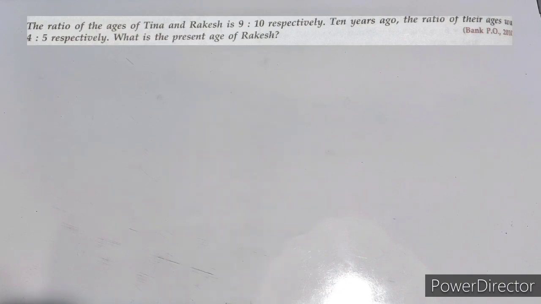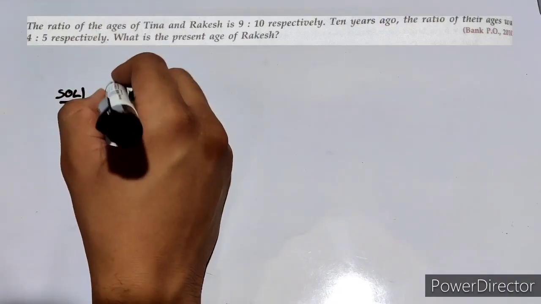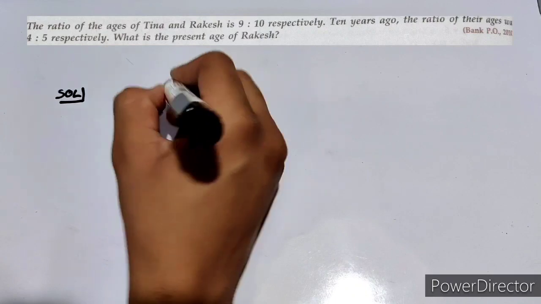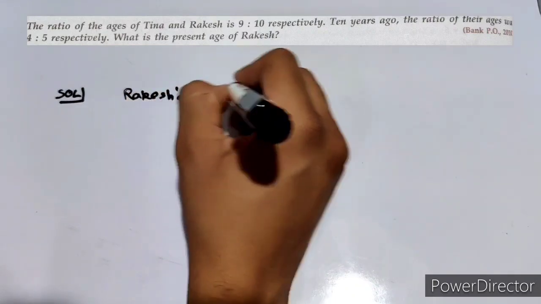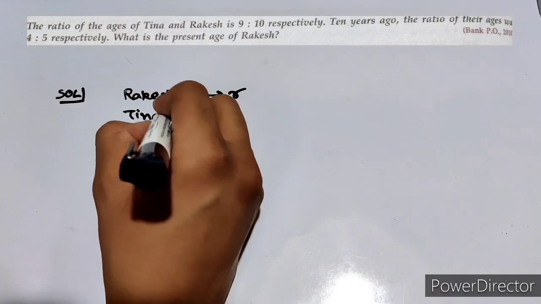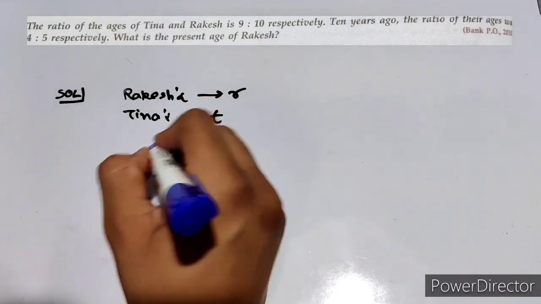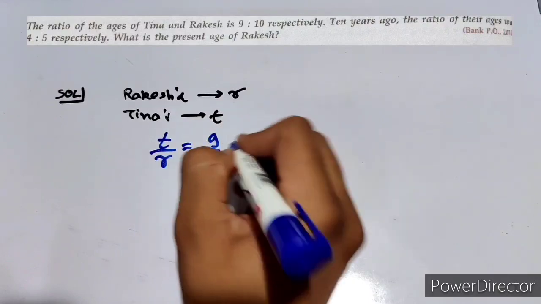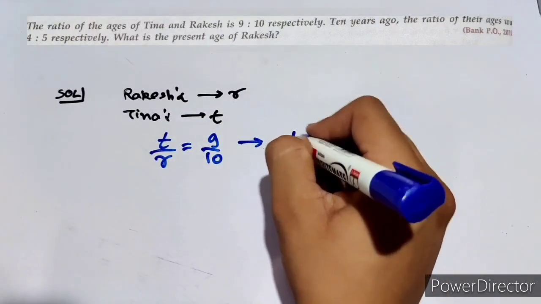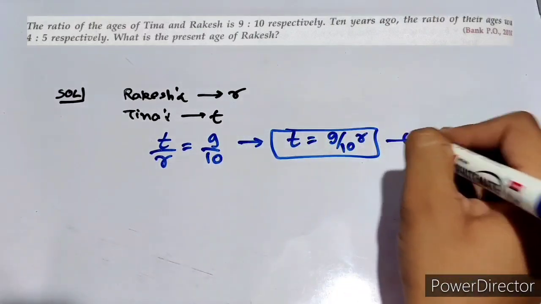So starting the question step by step, let us assume that Rakesh's present age is R. Okay, this is his present age. So and let us assume that Tina's present age is T. So now according to the question, it is given that the ratio of their ages is 9:10. Tina's age to Rakesh is 9:10. So this will give our first equation, that is T equals 9/10 of R. This is our first equation.